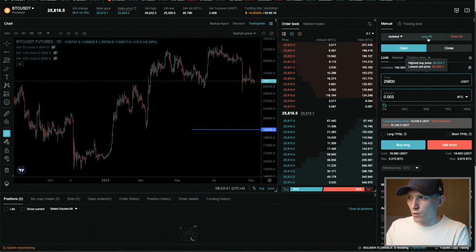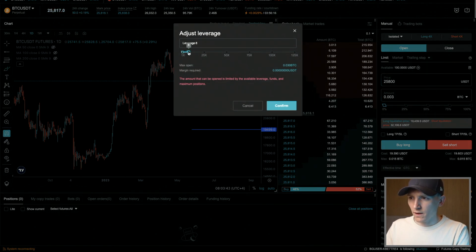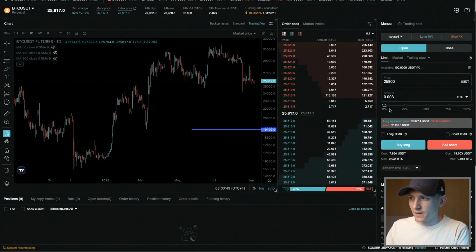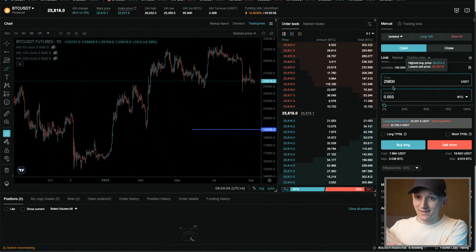Now, if I'm using more leverage, so let's go and use 10x leverage, right? And what you can see is that everything stays exactly the same. We're buying at the same price, we're buying the same amount of Bitcoin, but look how much money I'm putting down into the trade. $7.86, right? So the actual value of the trade is exactly the same that we're opening in the market. We're just using more leverage, meaning we're putting less money down into that trade to fund the trade.